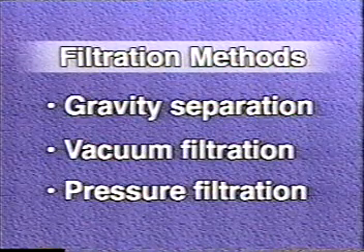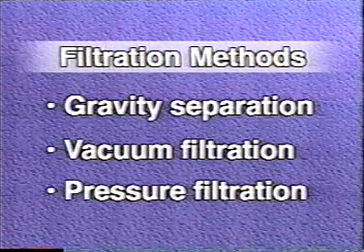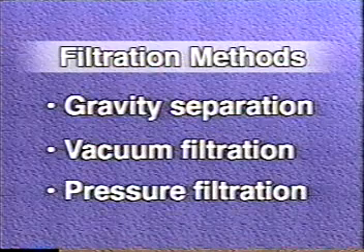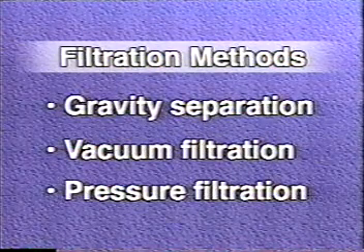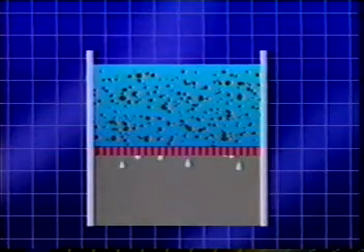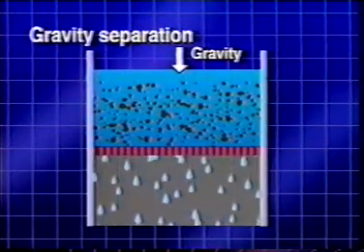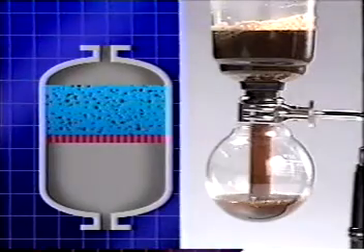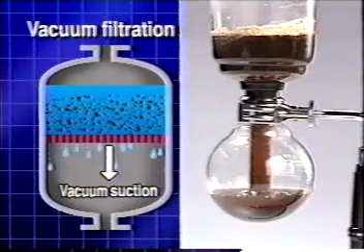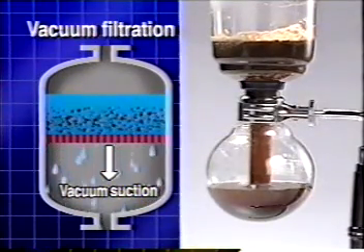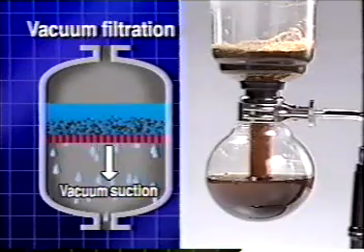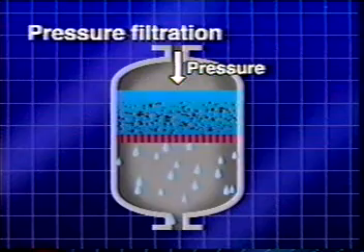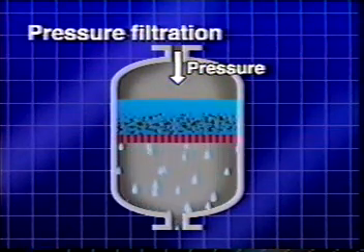For the liquid to pass through the filter medium, force must be exerted on the slurry. There are 3 types of filtration methods, classified according to the type of force used. In gravity separation, separation is carried out using only gravity. In vacuum filtration, similar to a coffee siphon, suction is used to separate the slurry. In pressure filtration, slurry is subjected to pressure to pass it through a filter medium and separate the solid from the liquid.